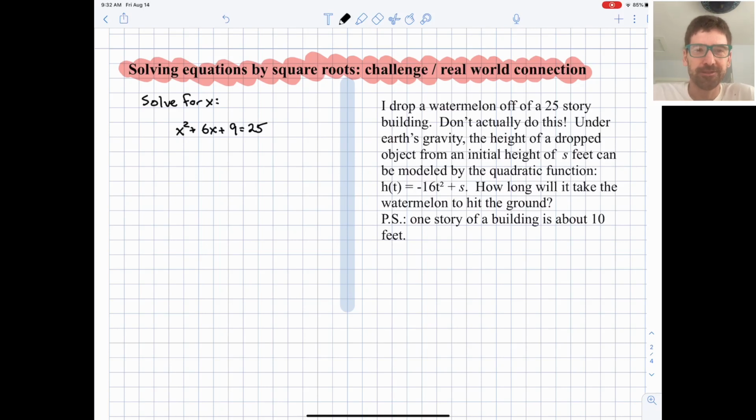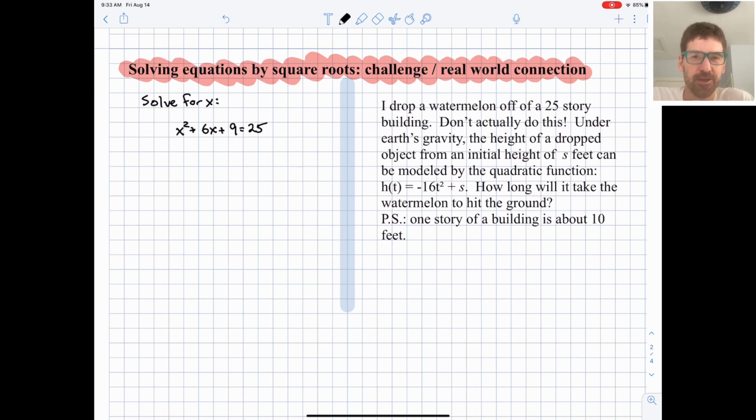All right, now we have a couple harder problems in our topic of solving equations by square roots, a challenge problem on the left and a real-world connection problem on the right. I want you to pause this video, give these a try, and then check back in and see how you did. So let's do the one on the left first, and our job is to solve for x.